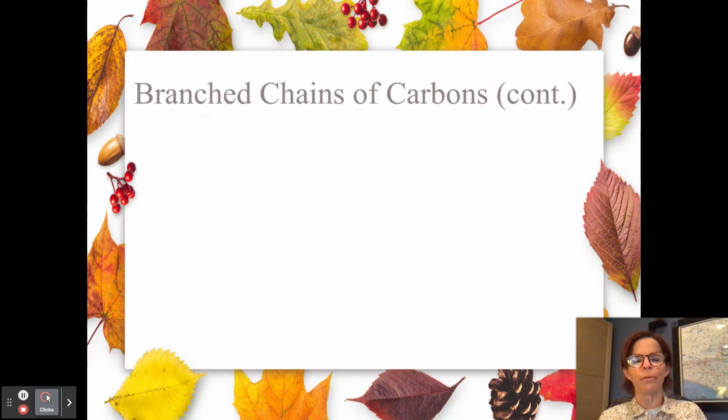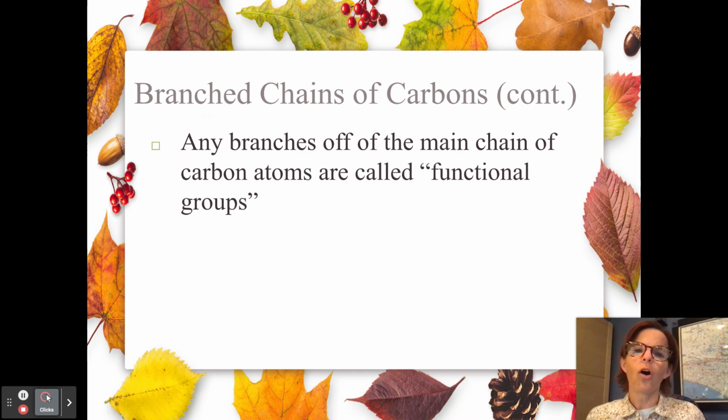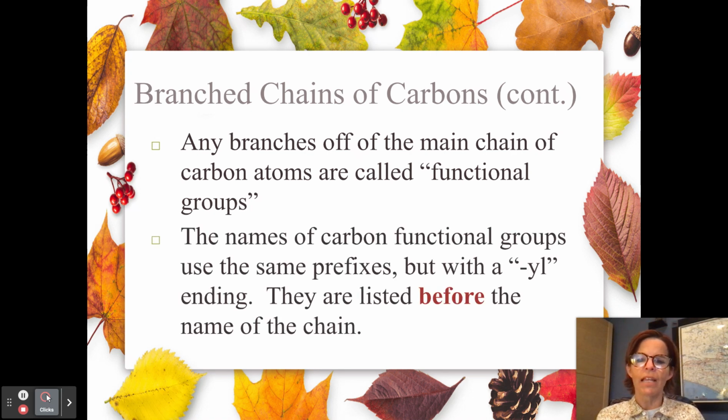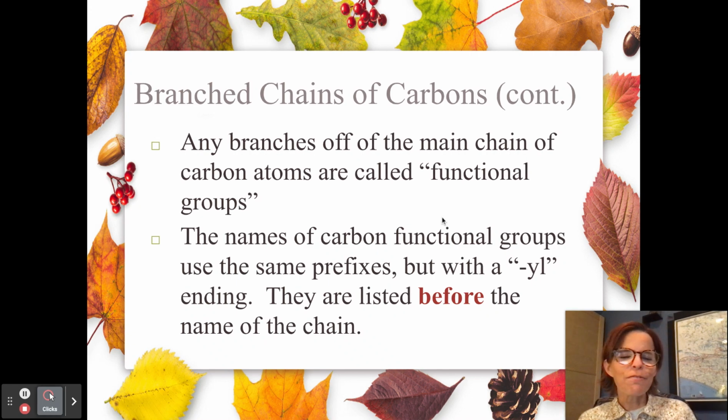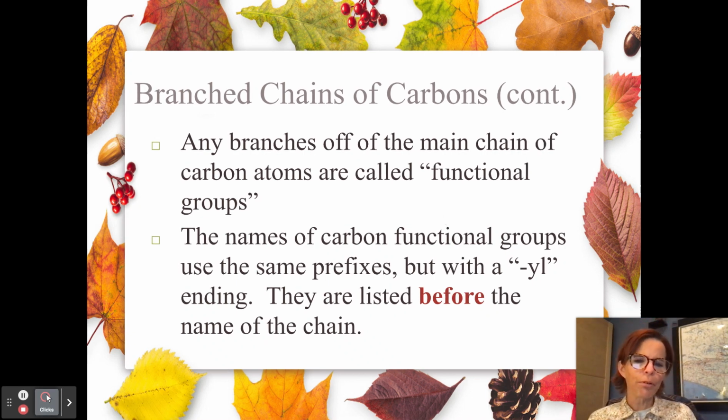Okay, continuing with these branched carbons. Any branches off of the main chain of carbon atoms are called functional groups. Just listen, we'll cover it. The names of carbon functional groups use the same prefixes, but with the YL ending.